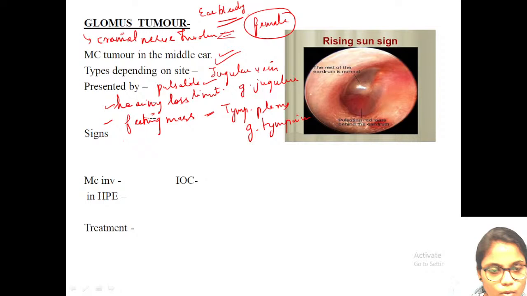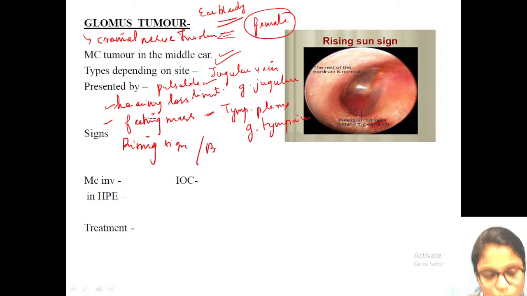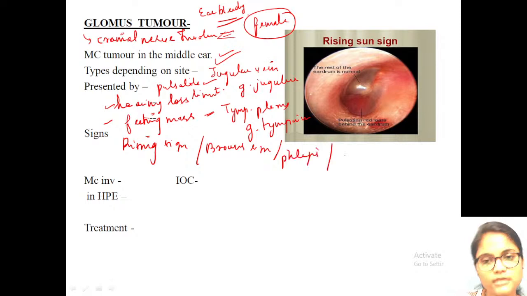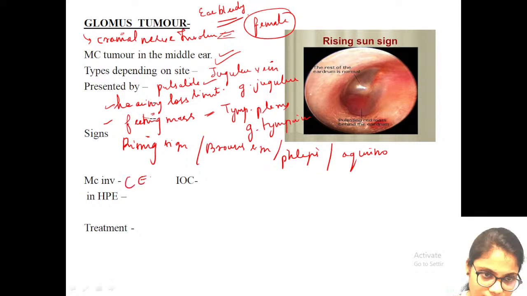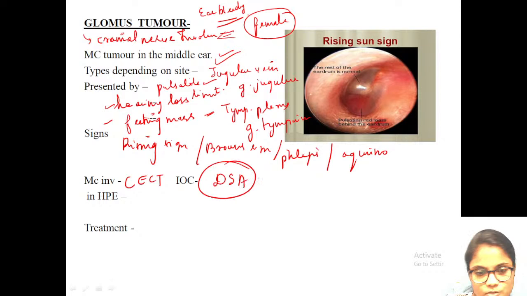That is Rising sun sign, there is Brown sign, there is Phelps sign, and there is Aquino sign. So these are the signs which you have to know in glomus tumor. The most common investigation is CECT, and the investigation of choice is DSA. What is DSA? That is digital subtraction angiography.